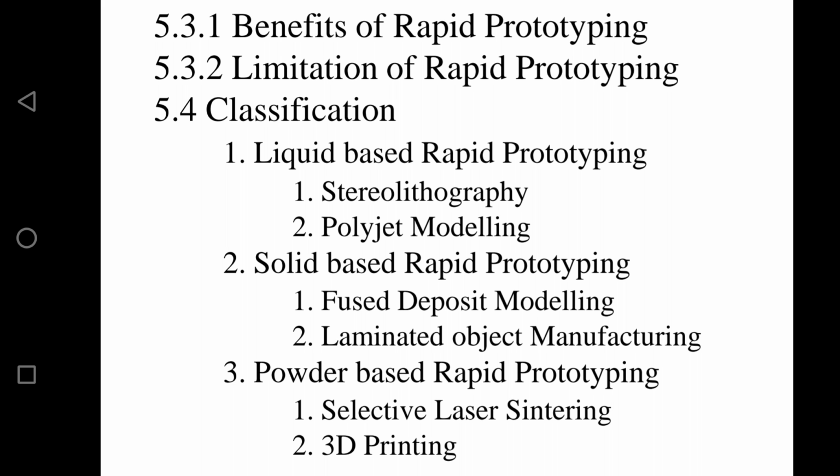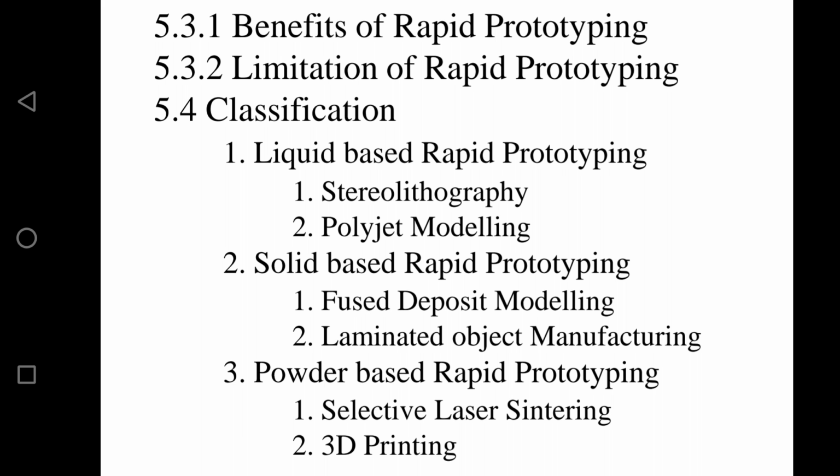Well, the third one is powder based rapid prototyping system. So in this one, the initial material used is in the form of powder, in the powder state, like grain like forms of the material can be used. And we have two types of powder based rapid prototyping system. The first one is selective laser sintering, and the second one is 3D printing.